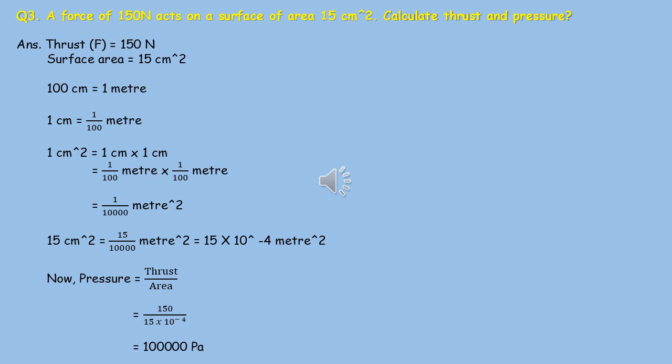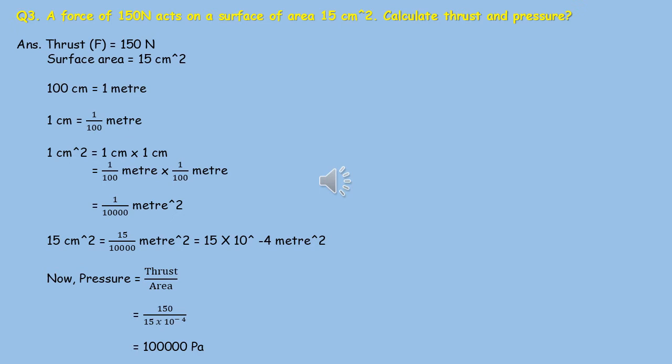Now this conversion between centimeter square and meter square, we need to learn how we are doing it. We know that 100 centimeter is equal to 1 meter. So 1 centimeter is equal to 1 by 100 meter. And 1 centimeter square is equal to 1 centimeter into 1 centimeter. So 1 centimeter means 1 by 100 meter into 1 by 100 meter. So 1 centimeter square is equal to 1 by 10,000 meter square.